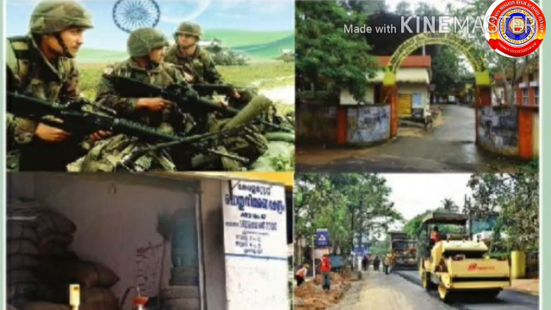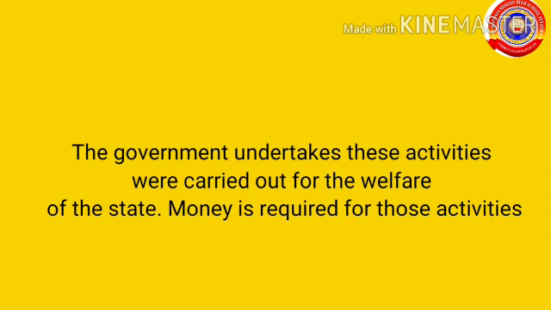Observe the pictures. They are related to certain activities performed by the government. What are the activities performed by the government? Distribution of drinking water, distribution of welfare pension, protection of environment, public distribution system, etc. The government undertakes these activities for the welfare of the state. Money is required for those activities.